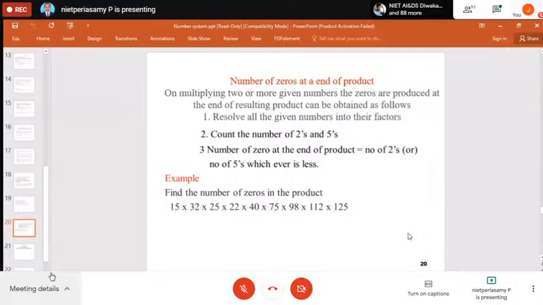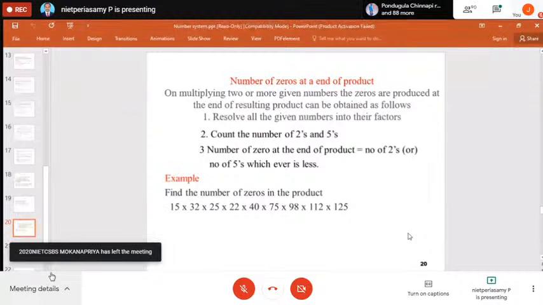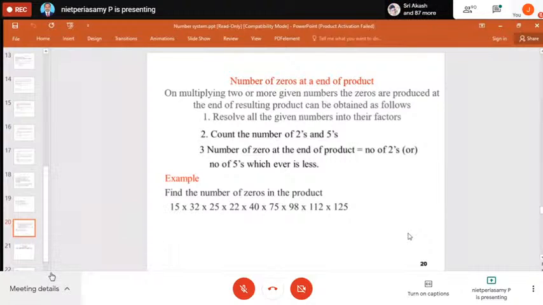32 can be written as 2 power 5. Next, 25 can be written as 5 square. Next, 22 can be written as 2 into 11. Better you write the product of 2 and 5. Next, 40 can be written as 8 into 5. Again, this 8 can be written as 2 power 3 into 5.